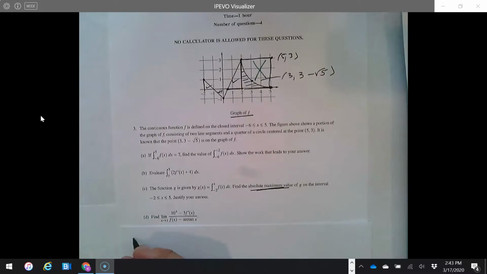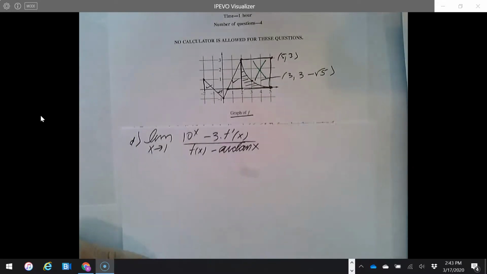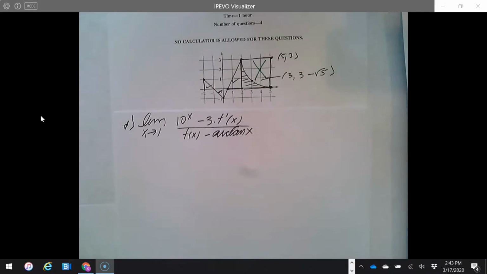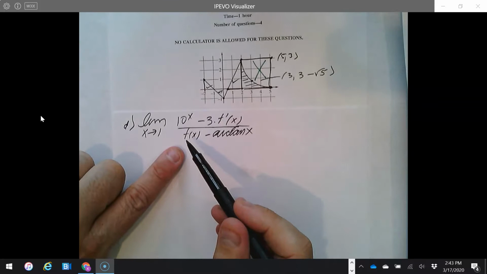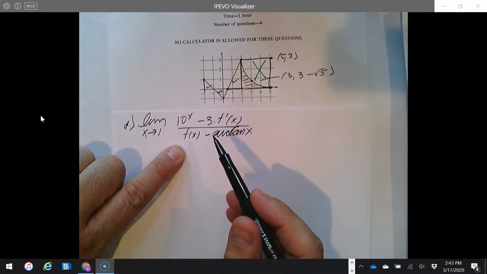Okay, part D says find the limit as x approaches 1 of 10 to the x minus 3 times f prime of x over f of x minus arctan of x. Don't worry, this problem looks much, much worse than what it actually is. If I'm going to evaluate this limit, one of the first things I would encourage you to do always, always, always is try direct substitution. Maybe your teacher called it evaluation. You probably remember it as plug in.